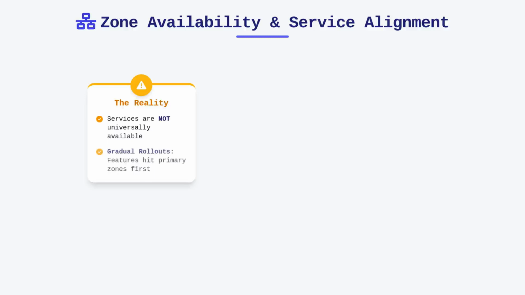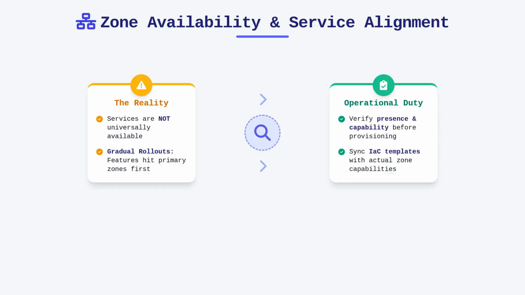When working with these deployments, it is important to understand that not every service is universally available or identical in every single zone from day one. Providers often follow a gradual rollout strategy for new features, where functionality may appear in primary zones before reaching others. Therefore, it is part of your operational duty to verify service presence and capability alignment within the specific zones you intend to target during the provisioning phase. This check ensures that you do not encounter unexpected limitations when deploying global services that require specific back-end support.